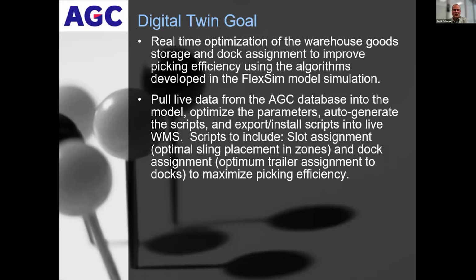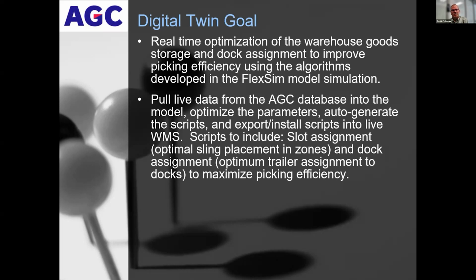We wanted to be able to tap directly into the database to eliminate that step so we could do it on a more frequent and user-friendly basis. So we wanted to be able to optimize the parameters, auto-generate the scripts, and export and install those scripts into a live warehouse management system.